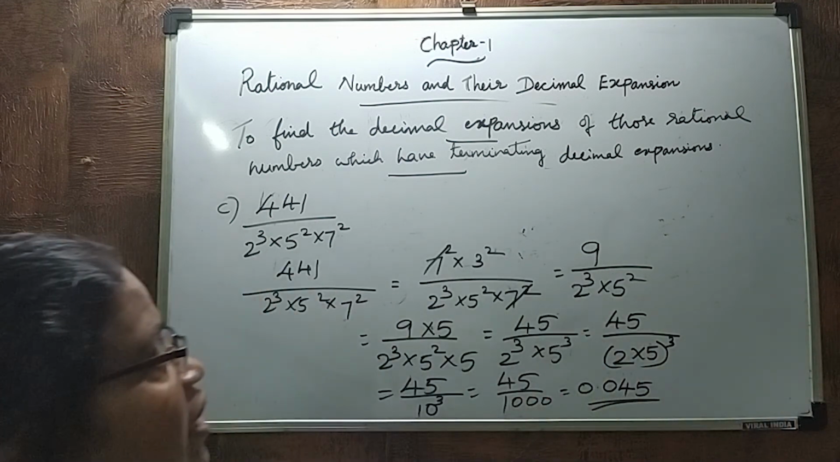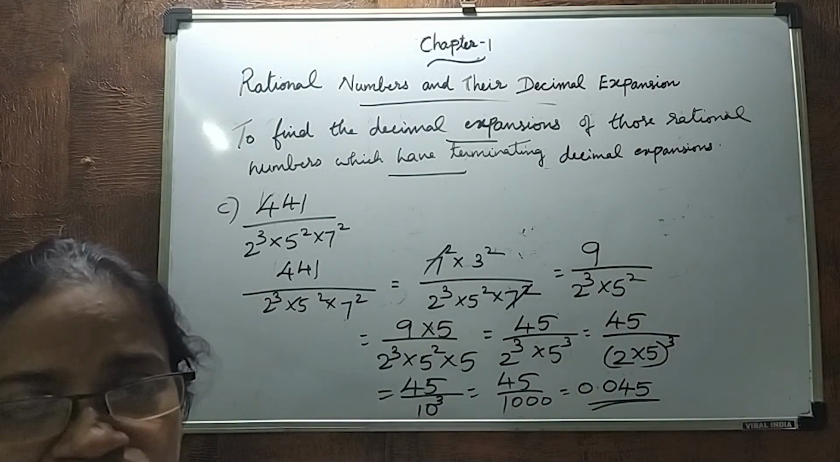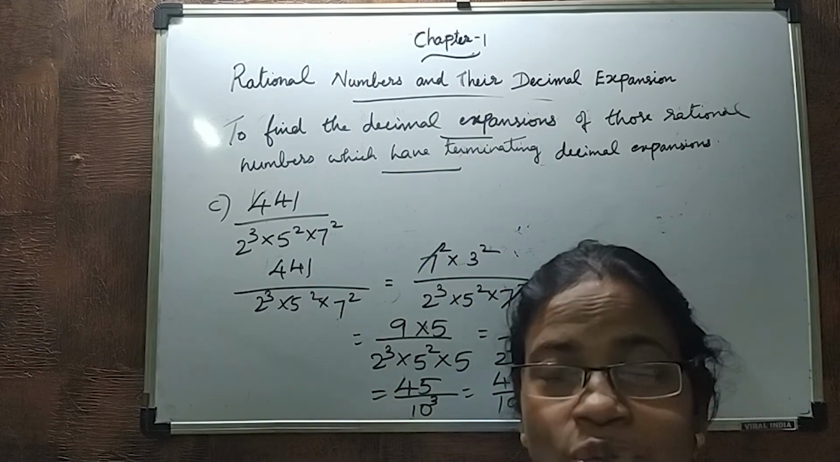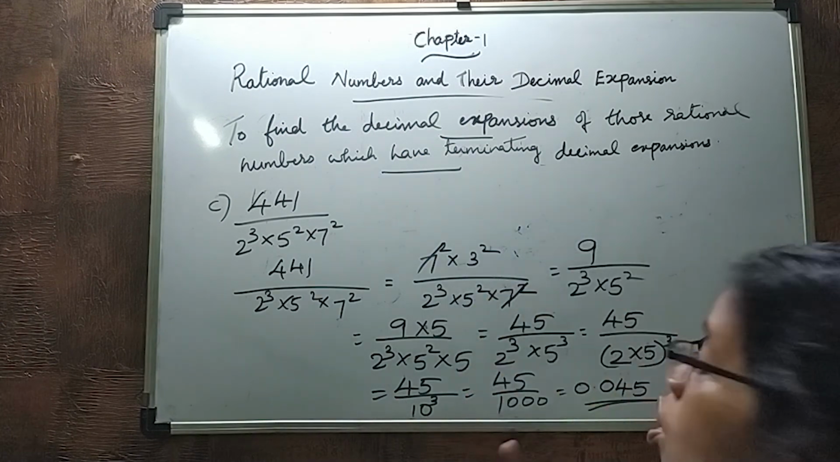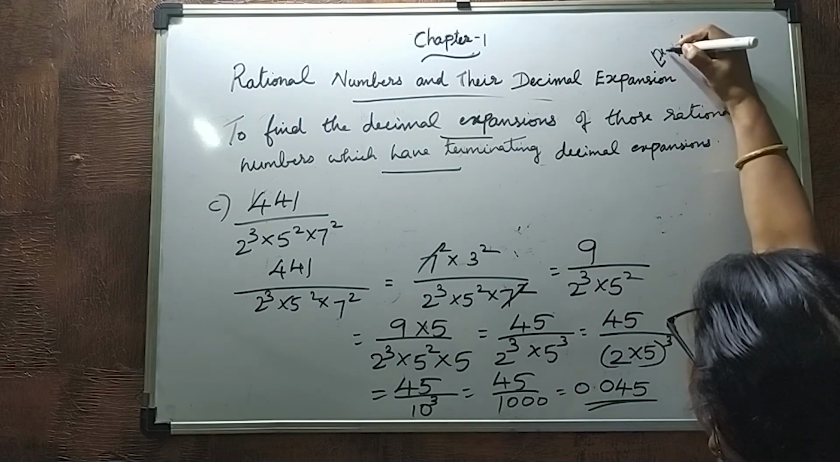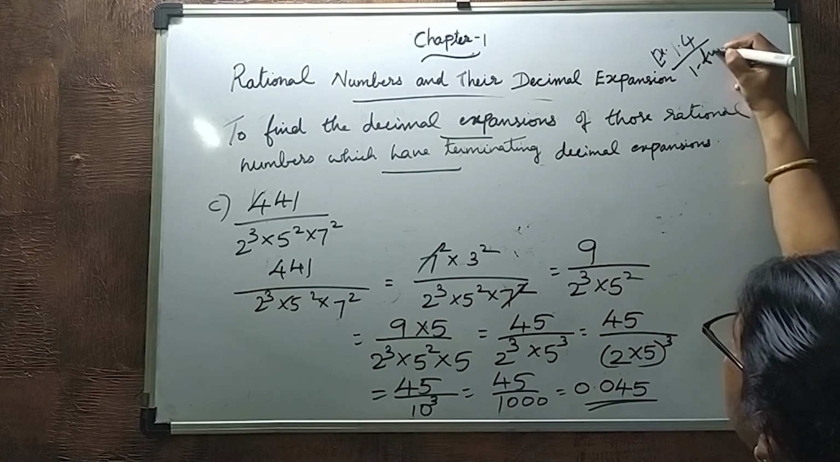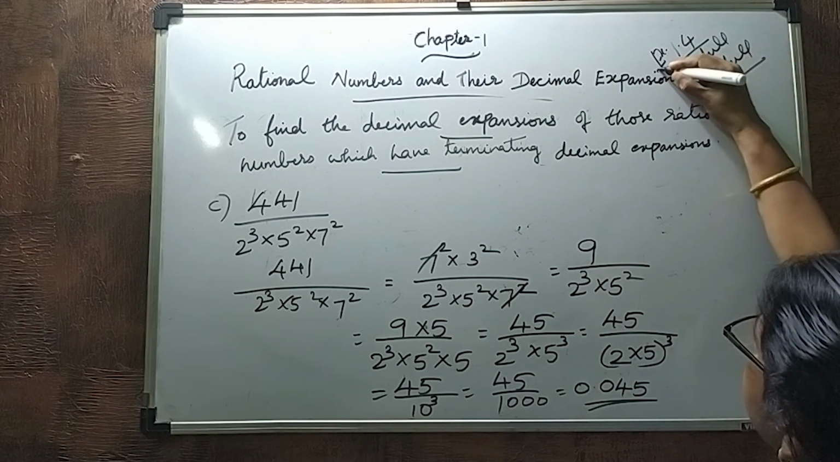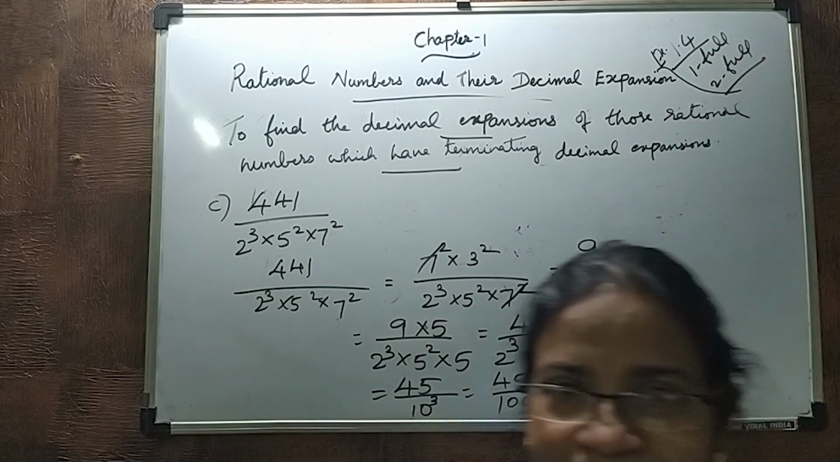So we completed the decimal expansion of the rational numbers. Hope all the things you understood. So I'll give the homework. Homework is exercise number 1.4, questions 1 full and 2 full. Thank you very much.